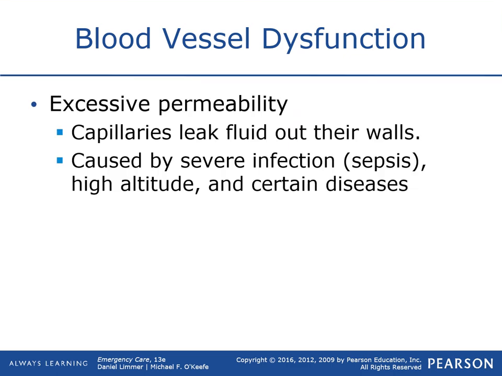So another huge area where we can have blood vessel dysfunction is excessive permeability. Permeability is the ability to have fluids move in and out. So if we have excessive permeability, that is a lot of ability to move fluids in and out. When that happens, capillaries are going to leak fluid out of their walls, and the fluids are just going to stay in your interstitial space. The most common way that this happens is severe infection, which we call sepsis. That's something we're going to talk about a lot more in just a little bit. So sepsis can cause excessive permeability and will push fluid out of the blood vessels, and it'll oftentimes stay in your interstitial space.